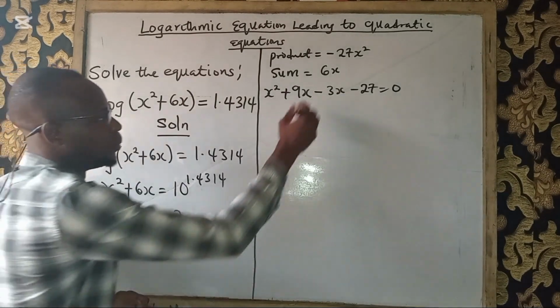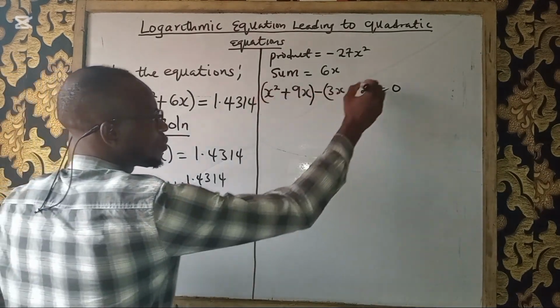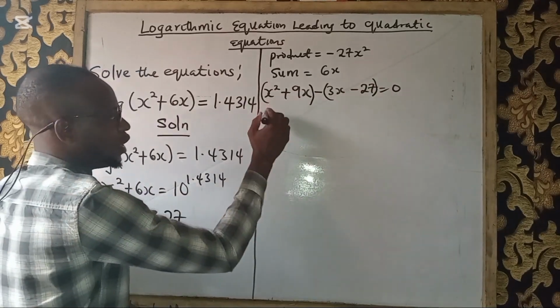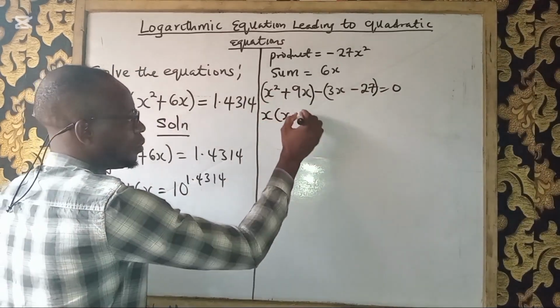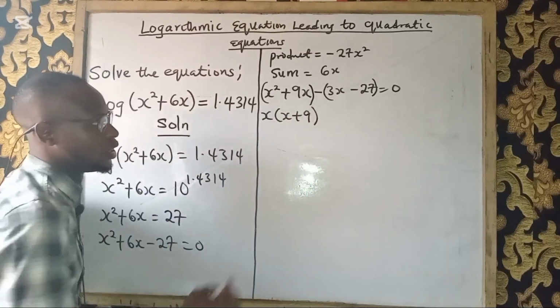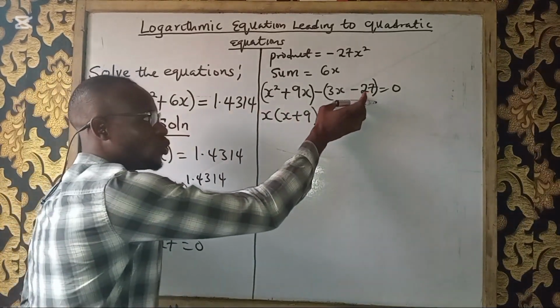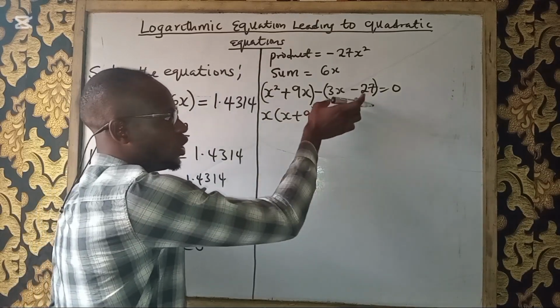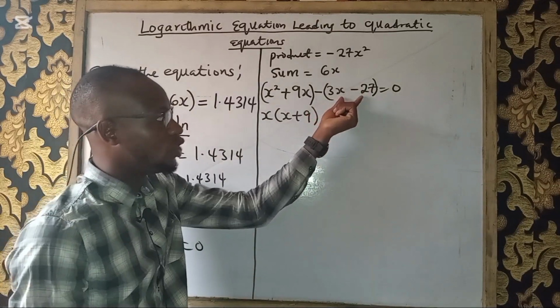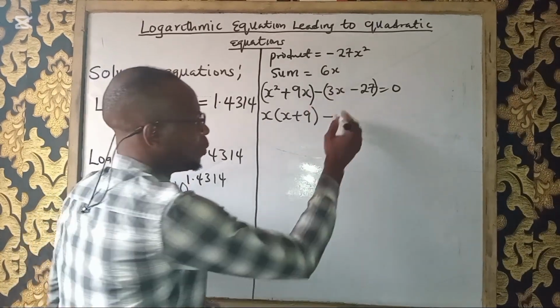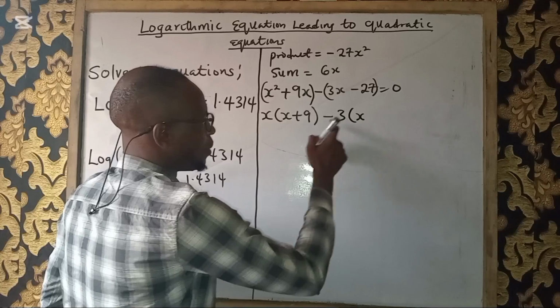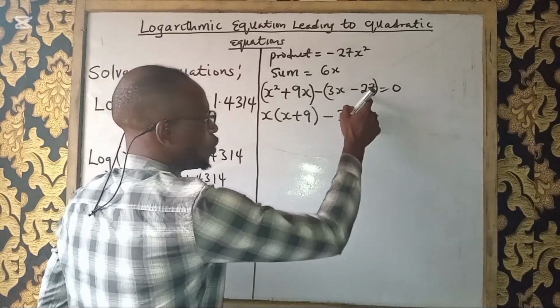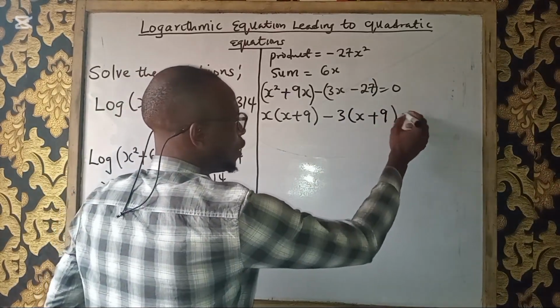So now you group them into two, like this, into pairs. So the common factor here is x plus what? 9, when you factorize that. Then here, there is no common factor, but a number can go into the two. So the number that can go into these two is what? 3. 3 can go into the two. So bring out 3. Then we have x here. Minus times minus gives plus. 27 divided by 3 gives what? 9. Is equal to 0.